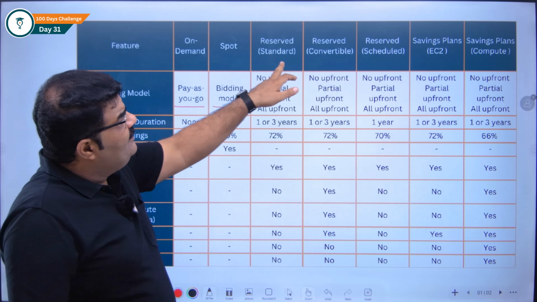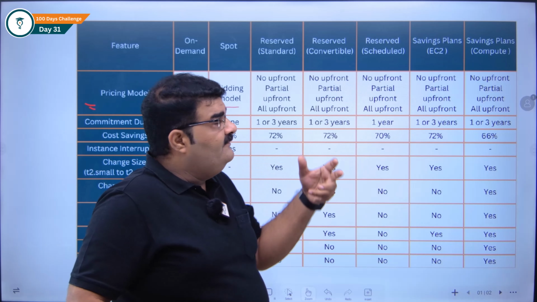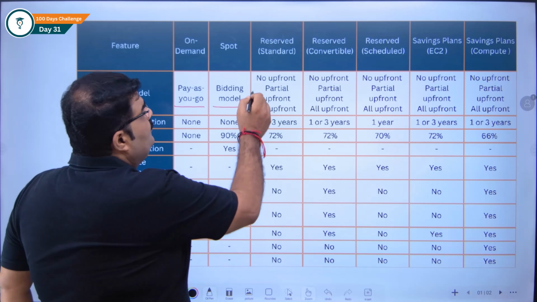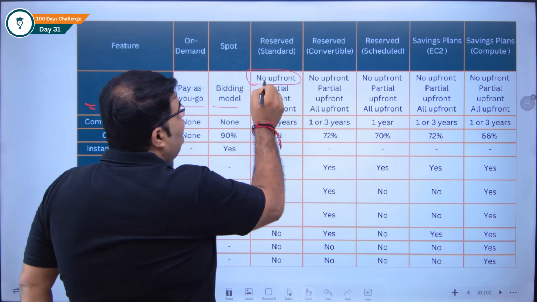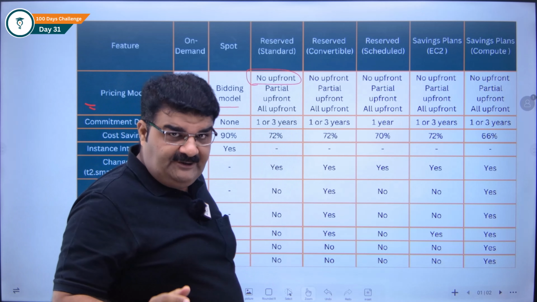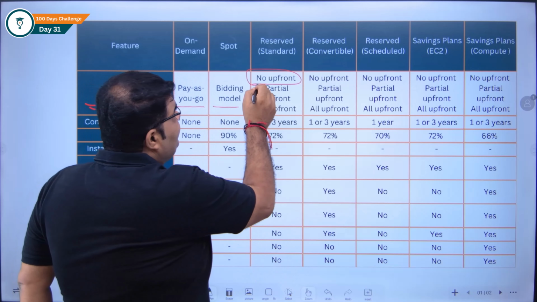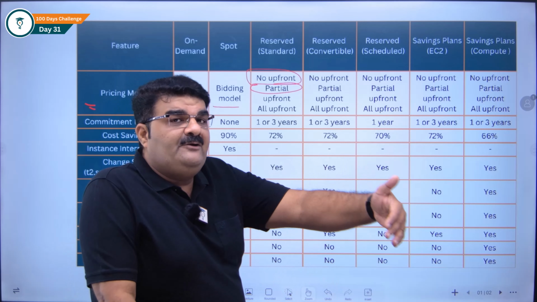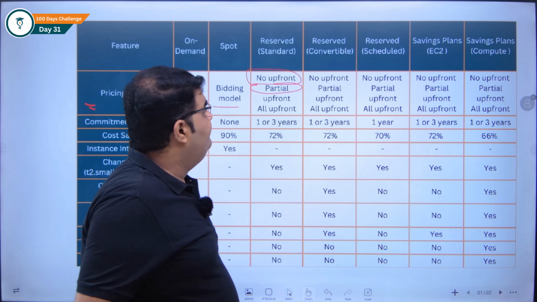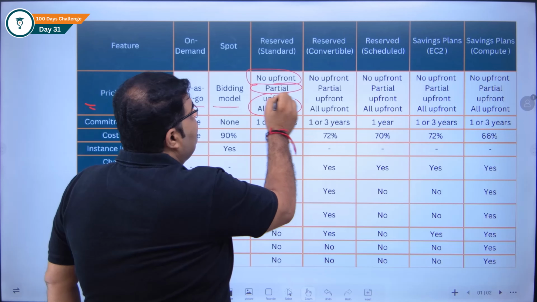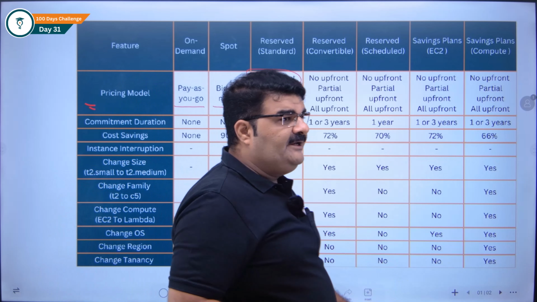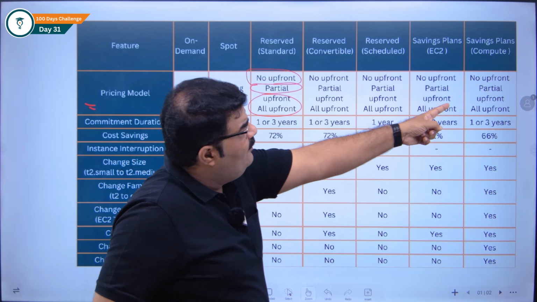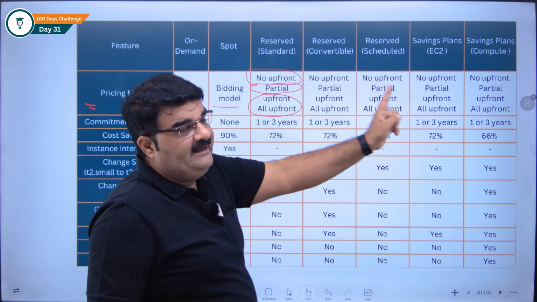When we are using reserved options, we have three plans. First, no upfront, meaning I am paying every month. Partial upfront is like I am paying a 50% advance amount, and I will pay the remaining 50% every month. And all upfront means I am paying all the money in advance. We have the same options available for any plan that we are using.